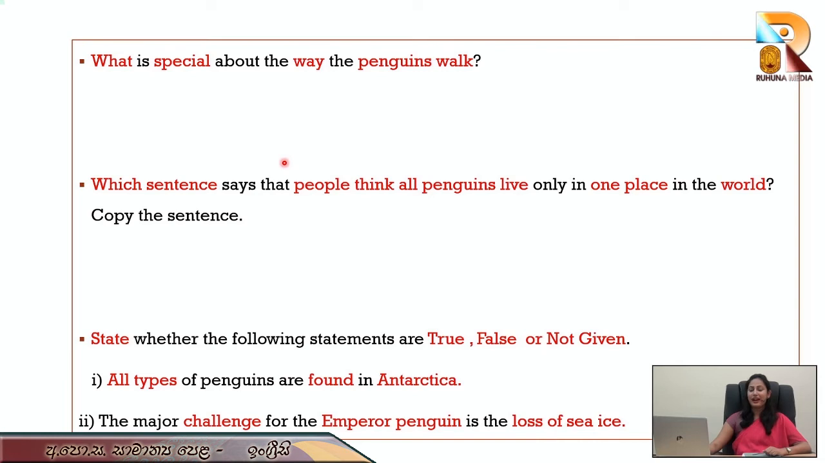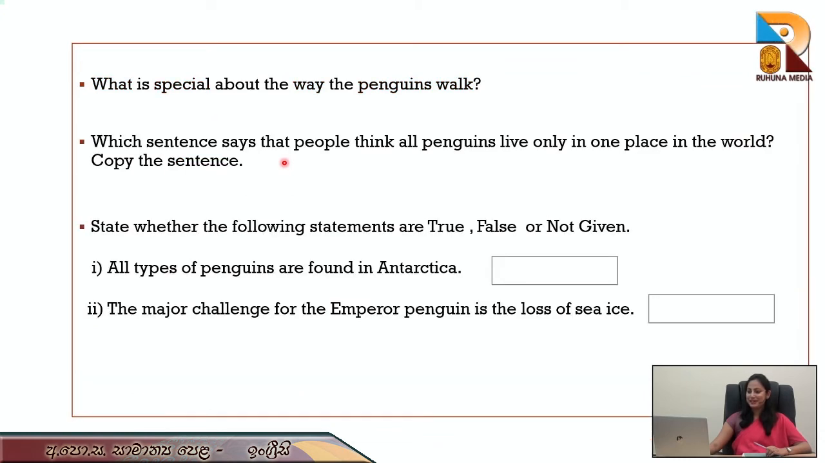Here I have highlighted the keywords. Just check whether you could highlight or underline the keywords accurately. Here you can see these are not MCQ questions. In these questions, you are supposed to write the answers. We'll have a look at the first question. What is special about the way the penguins walk? Now the keywords are what? Special way penguins walk.